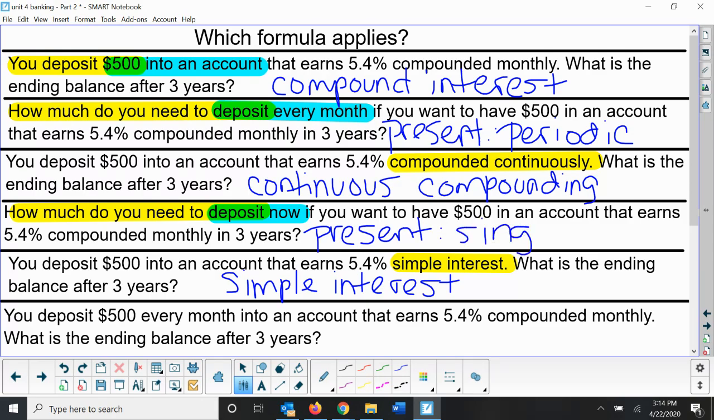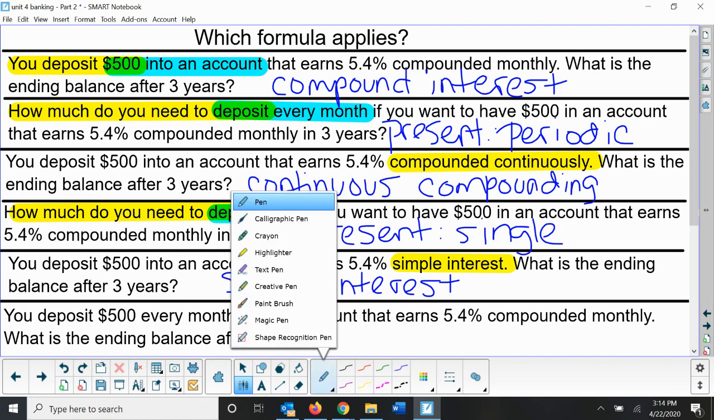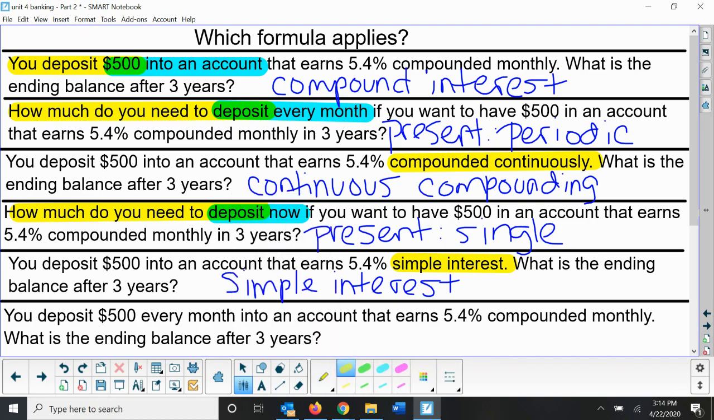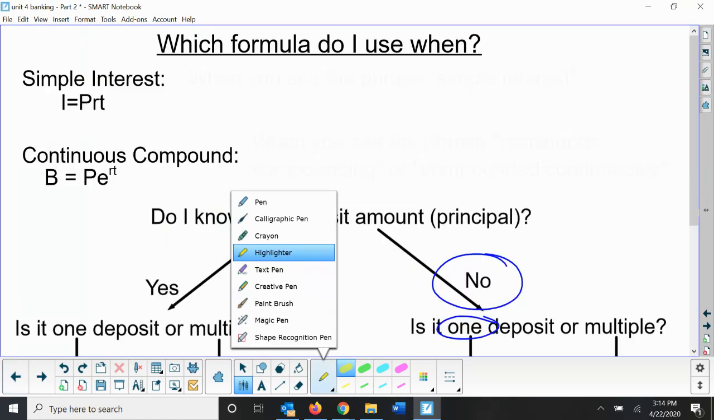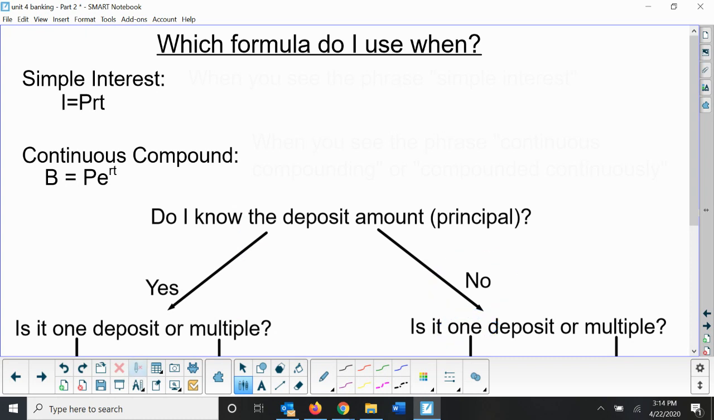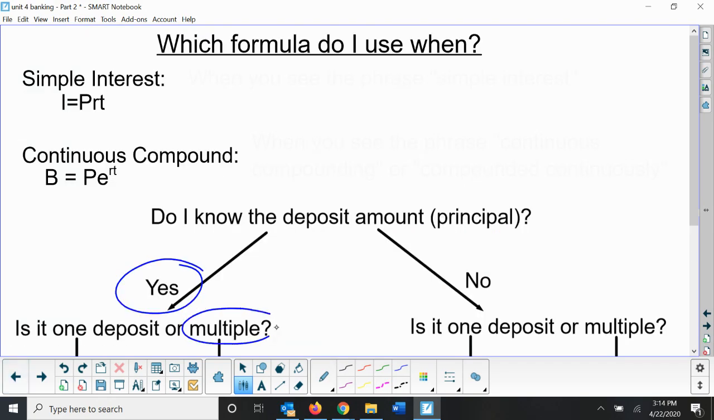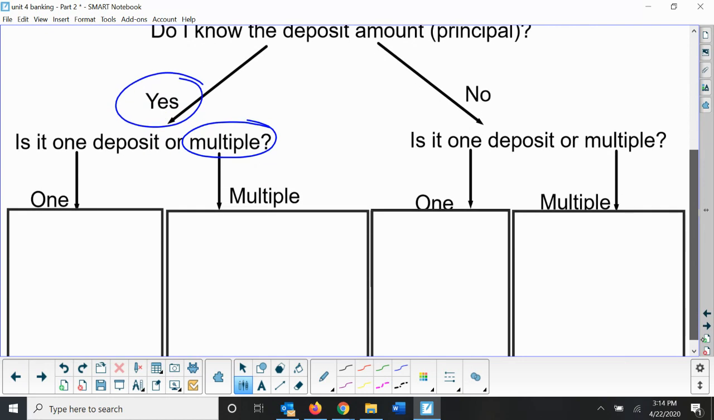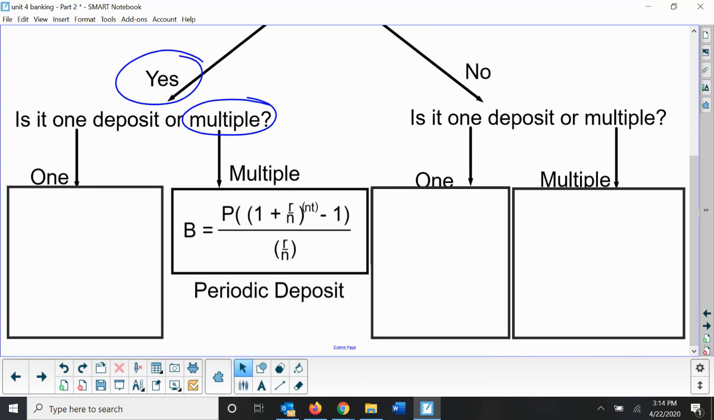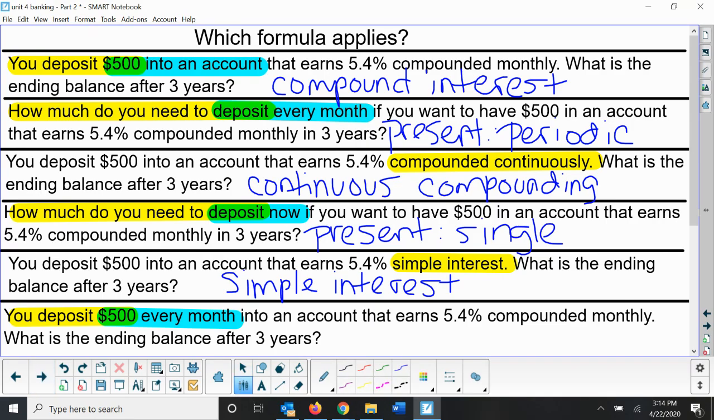And then I've got to look at my very last equation down here. You deposit $500 every month. So that first question, do I know the deposit amount? It says you deposit $500. Therefore, when I look at my flow chart here, do I know the deposit amount? Yes, I do. Deposit $500. Then I need to determine, is it one deposit or is it multiple deposits? And it says that I deposit $500 every month. And so that every month is an example of multiple deposits. So when I know the deposit amount and it is multiple deposits following my flow chart, that is an example of a periodic deposit.